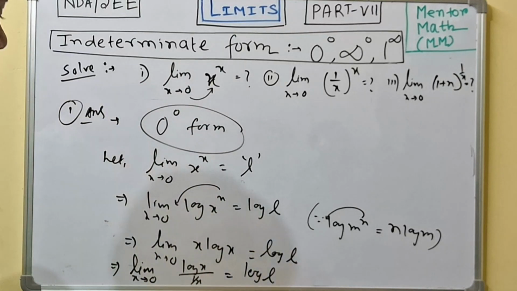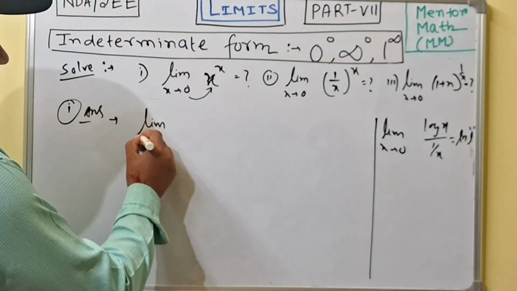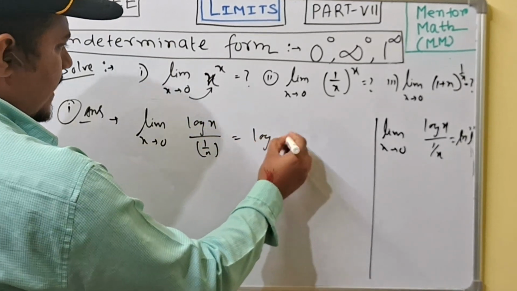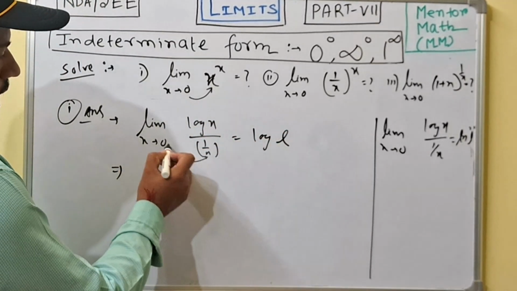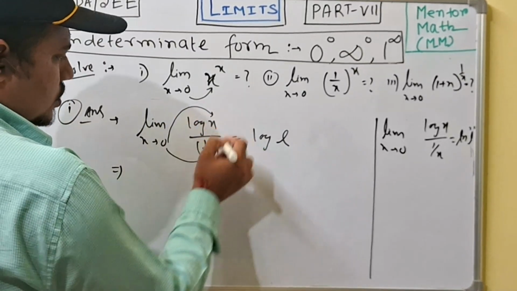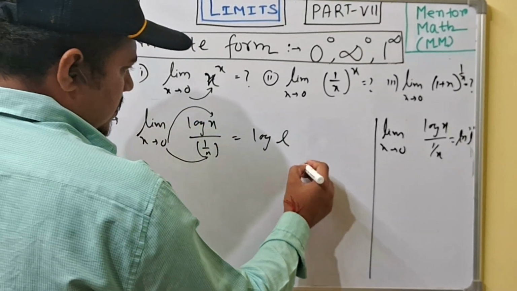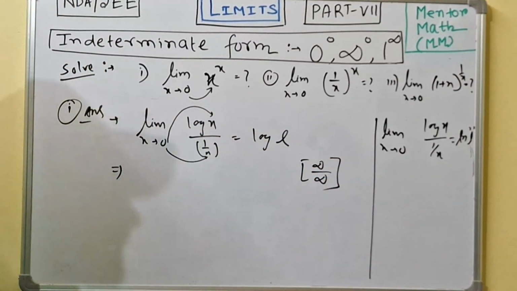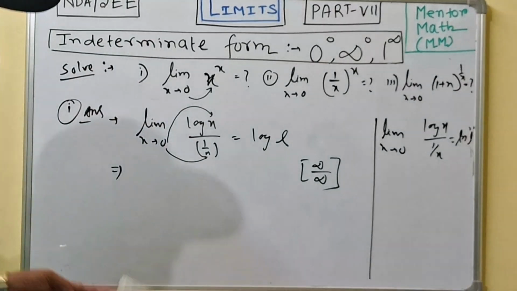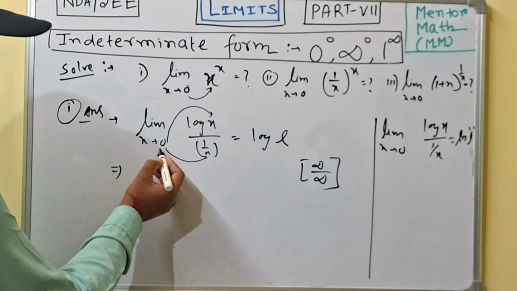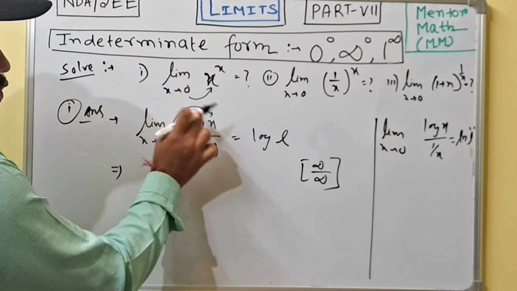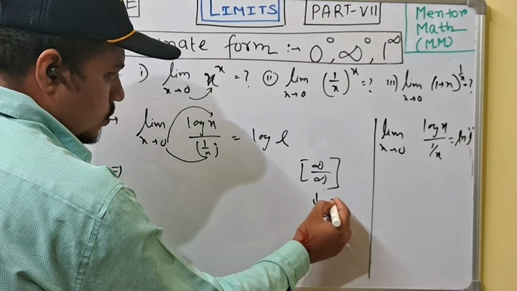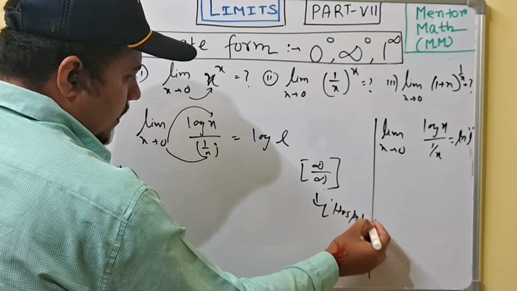Okay, copy please. Now we have limit x tends to 0 of log x by 1 by x is equal to log of l. Now if you substitute 0 here and 0 here, you see that log 0 as well as 1 by 0 is infinity, so it is the infinity by infinity form. At that time you can use the L'Hospital rule, or L'Hopital rule. I already discussed this. If you substitute 0 here, log 0 is infinity and 1 by 0 is also infinity. In the infinity by infinity form, at that time you have to use the L'Hospital rule, or L'Hopital rule.